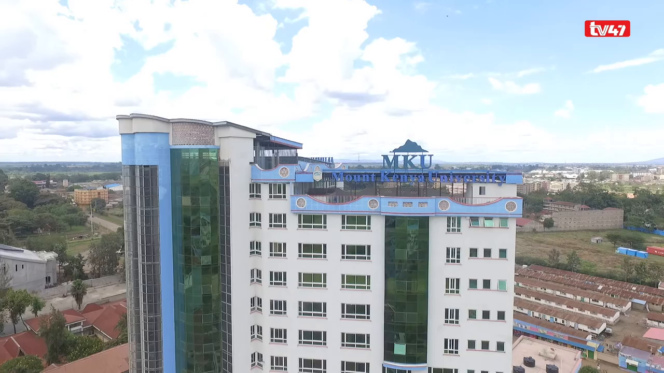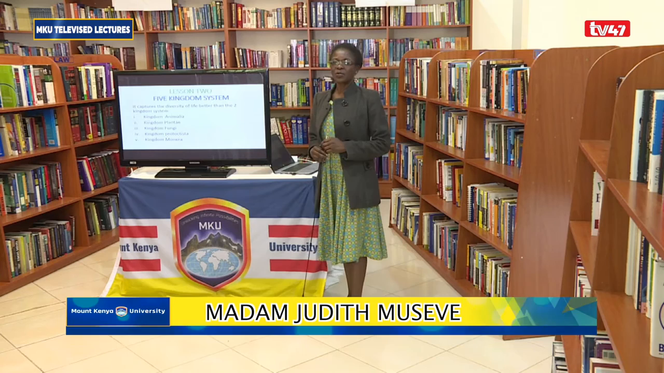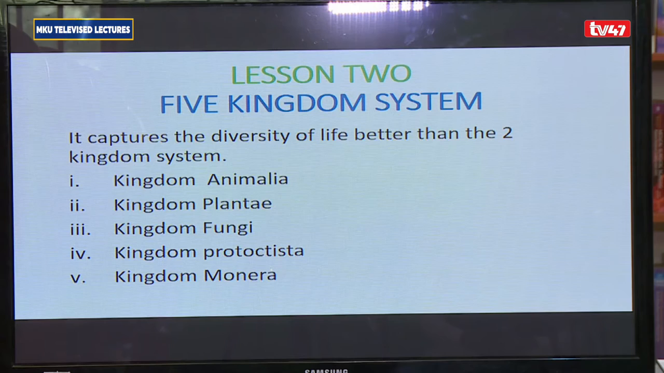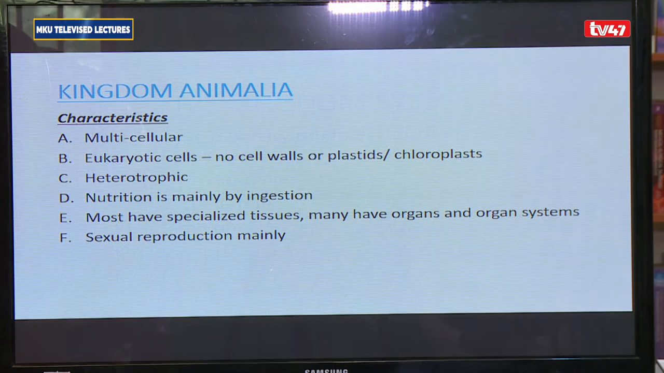Again to another class of taxonomy. Today we are going to go to lesson 2. I remember in lesson 1 we had talked about using the five kingdom system, where organisms are based in five kingdoms, that is kingdom Animalia, kingdom Plantae, kingdom Fungi, kingdom Protoctista, also called Protista, and kingdom Monera, which comprises of bacteria. So for today's lesson, we shall be looking at kingdom Animalia.